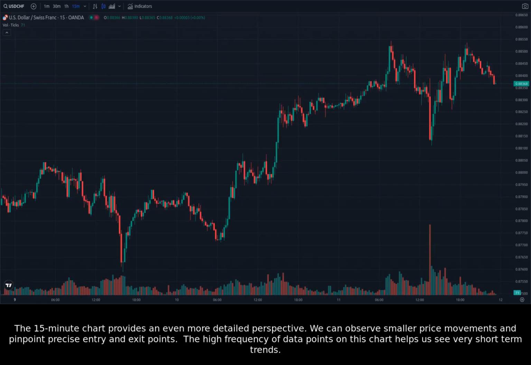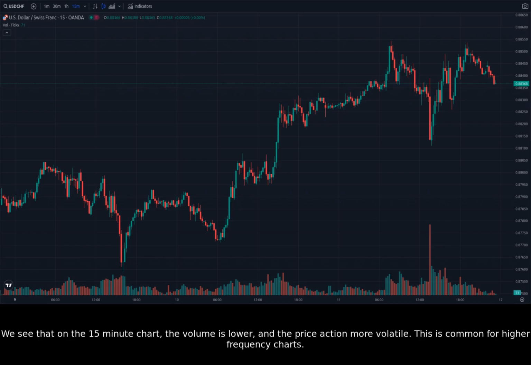The 15-minute chart provides an even more detailed perspective. We can observe smaller price movements and pinpoint precise entry and exit points. The high frequency of data points on this chart helps us see very short-term trends. We see that on the 15-minute chart, the volume is lower and the price action more volatile. This is common for higher frequency charts.